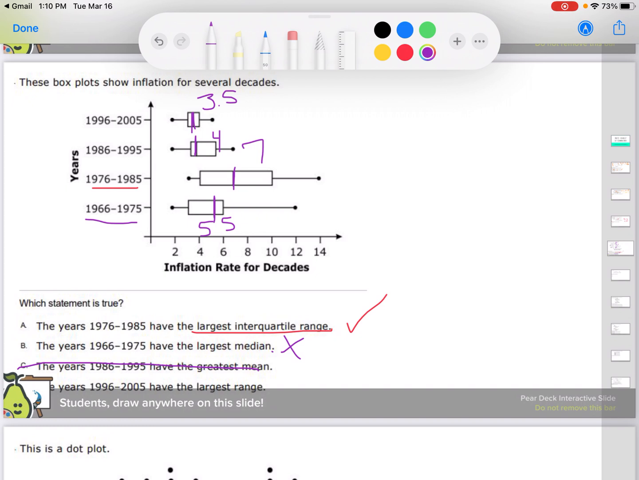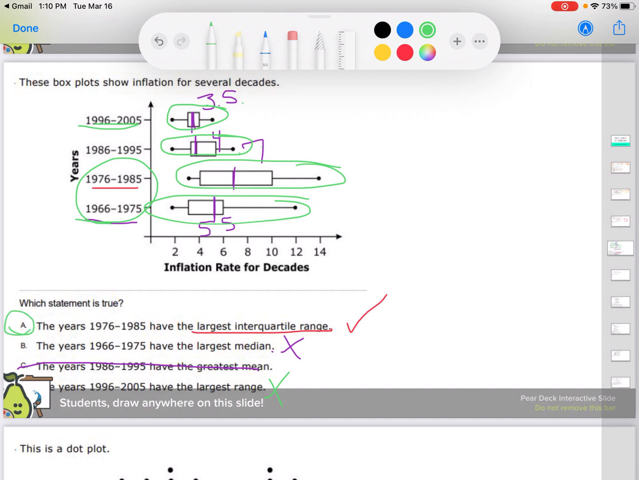1996 to 2005 has the largest range. Well, remember, range is where I'm subtracting the largest and the smallest. So when I look at range, I'm looking at the ends of the whiskers. So the largest range is going to be either one of these two, because these two have whiskers that aren't very far. So it would be this one, so that's also not true. So it has to be A.